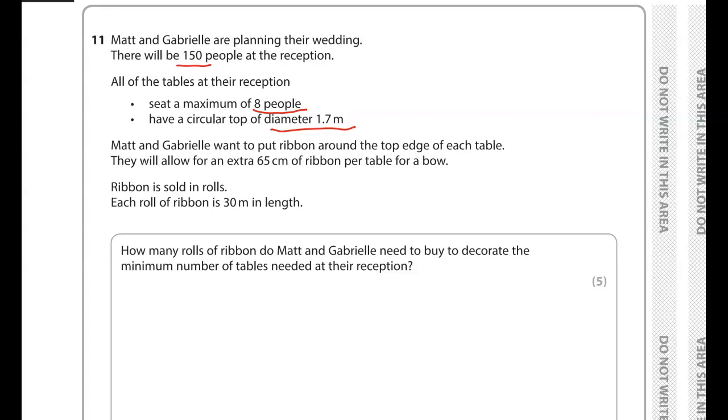So there are 150 people, and one table seats 8 people, so we're going to divide by 8, and that gives us 18.75 tables. But you can't have part of a table, because you have other people who will need to sit, so we can round this to 19 tables, although in one of the tables there will be fewer than 8 people. So 19 tables.